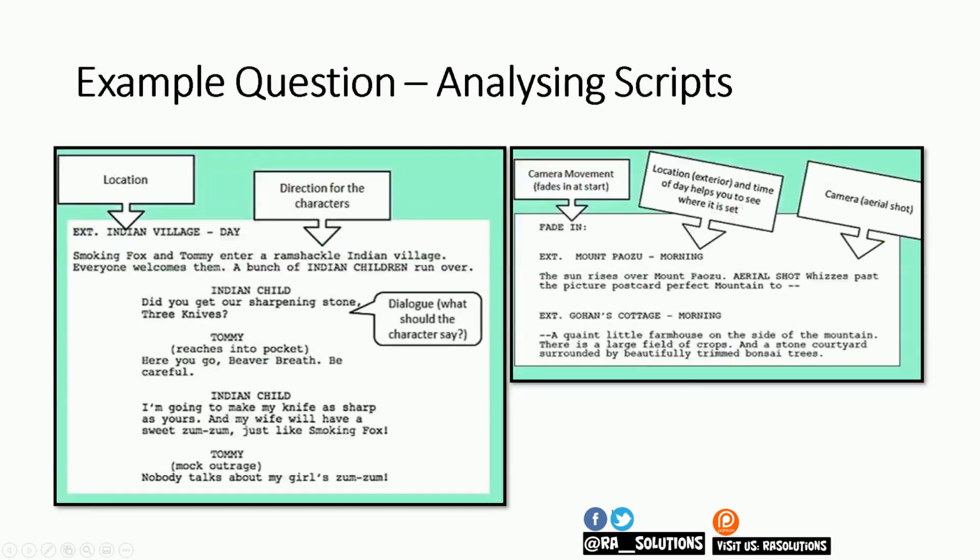Here's an example question about analyzing scripts. You've got a script there on the left side. You analyze that and annotate it: the location, direction of the characters, and dialogue, what the characters are saying. On the right side you talk about the camera movement, location, camera, and what's happening with the shots, what type of shots they are, aerial, mid or long range shots.